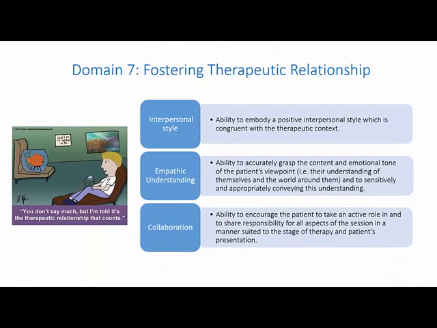Moving on to domain 7, fostering the therapeutic relationship. This is broken down into 3 items. First item thinks about interpersonal style. This is the therapist's ability to embody a positive interpersonal style, and one which is adapted so that it is congruent with the therapeutic context.